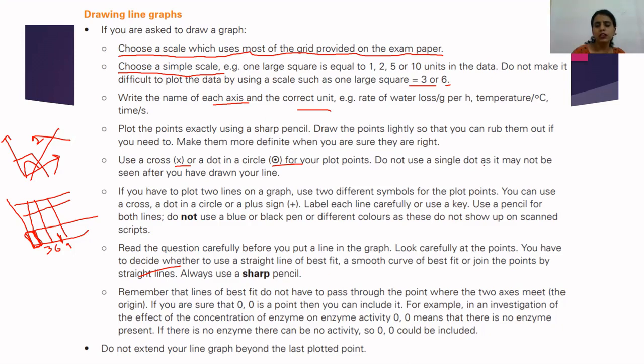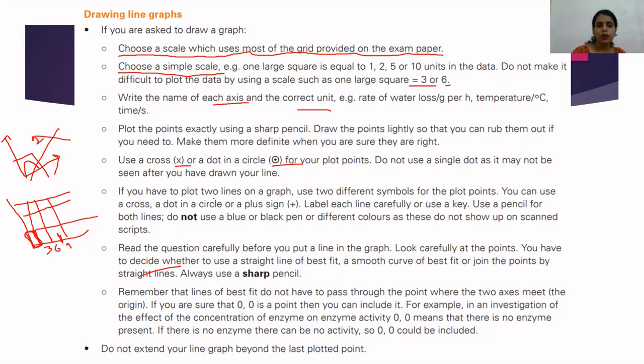Do not use a single dot, as it may not be seen after you have drawn a line on your points. Once you draw a line joining different points on the grid of the graph, you will not be able to make out your points. Hence you have to use either a cross or a dot covered by a circle.